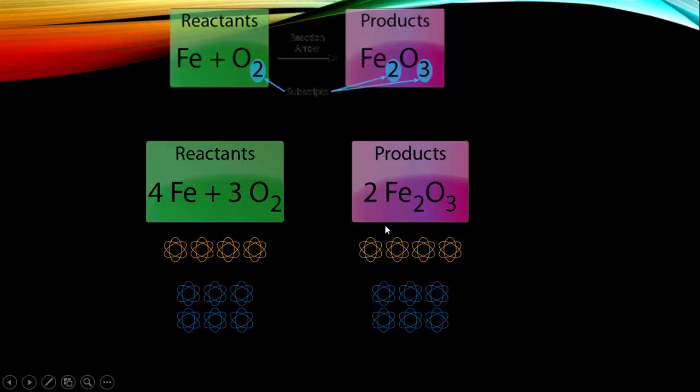By putting a 2 here, I can get 4 molecules of iron because 2 times 2 is 4. I have the same amount. And then 2 times 3 is 6. It is balanced. I have the same amount of molecules over here as I do over here. They are in equal amounts. That is a balanced chemical equation. You don't get to think about whether or not you want to do it.